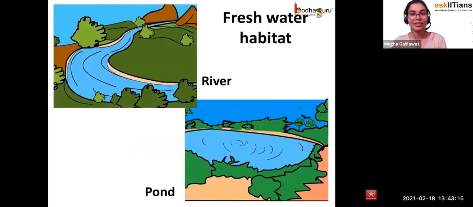The lakes, rivers, ponds, streams, etc. consist of sweet or fresh water. These habitats are called freshwater habitats. Many fish, water bugs, water lily, etc. live in the freshwater habitat.